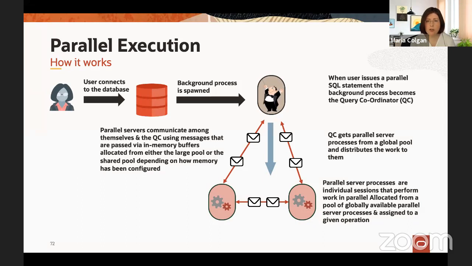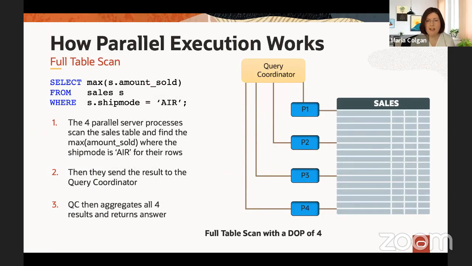Now, the query coordinator communicates with these processes, and these processes communicate with each other via in-memory buffers. That's how they're going to communicate. They'll pass data around to each other. And as I said, the parallel query processes will do the majority of the work. The coordinator will simply tell them what to do, take the results from those processes, and return them to the end user. So how does it work?